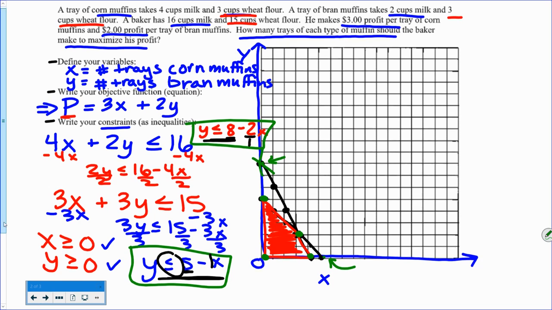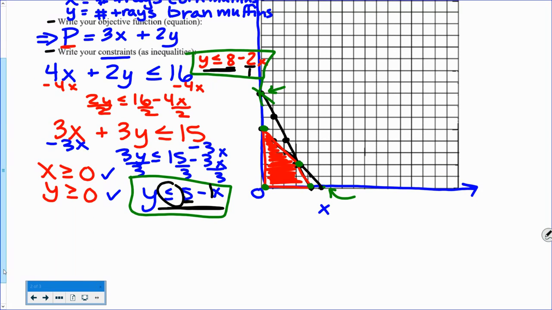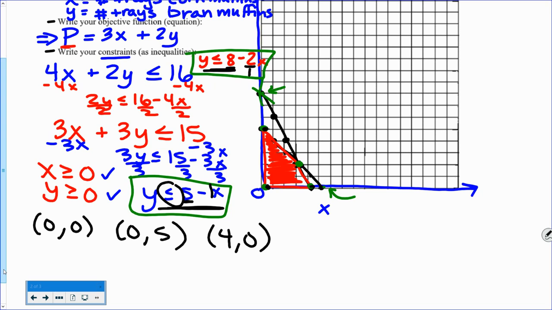Let's write down those points. I've got the point 0, 0 right here. I've got the point 0, 5. I've got the point right here that should be 4, 0. And then this intersection point here is the point 3, 2.